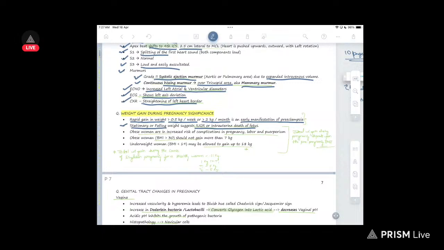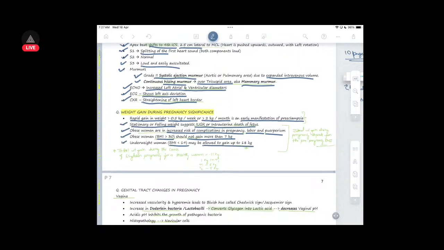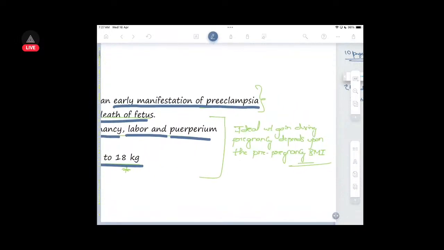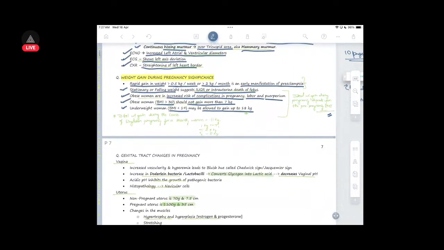Obese women have increased risk of complications in pregnancy, labor, and puerperium. Obese women with BMI more than 30 should not gain more than 7 kgs. Underweight women with BMI less than 18 may be allowed to gain up to 18 kgs. Ideal weight gain during pregnancy depends upon pre-pregnancy BMI. Total weight gain during the course of pregnancy for healthy women is 11 kgs.